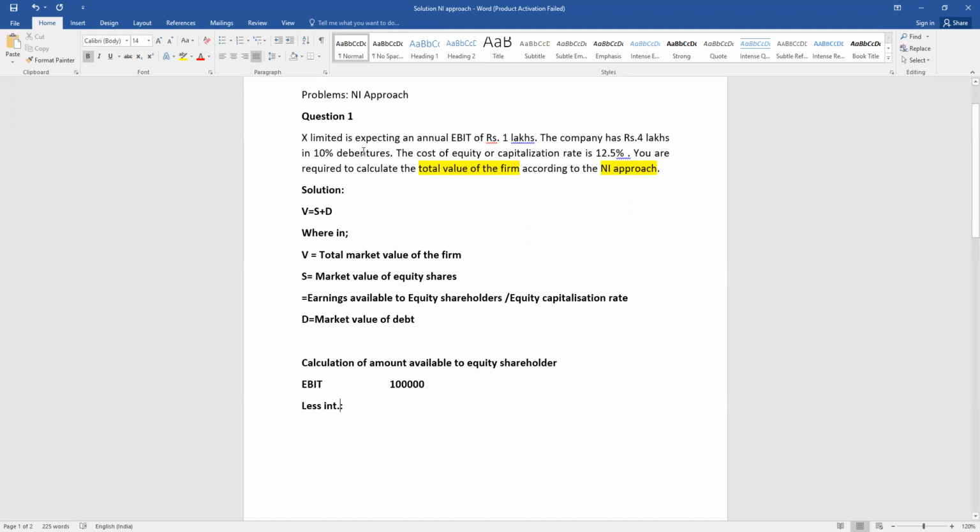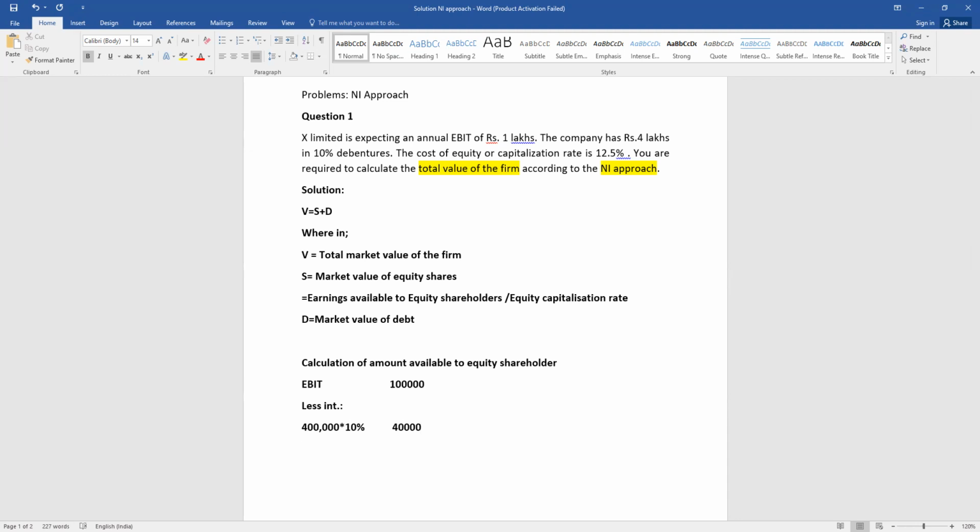Interest is paid on what? Interest is paid on debentures. The rate of interest is here 10%. 10% of 4 lakh. So 10% of 4 lakh is how much? 4 lakh into 10%. Answer: 40,000. It is 40,000 is the interest.